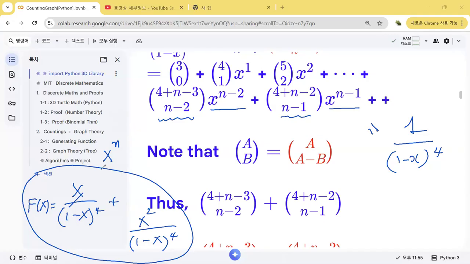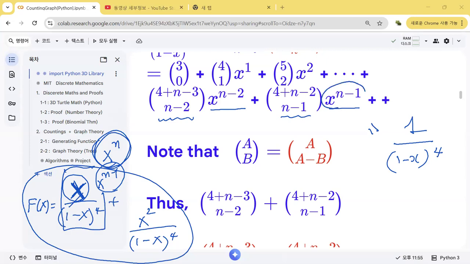But there is already an x in the numerator. So in this case, we need x to the n minus 1 from the other factor, because the product makes x to the n. So from this one, we need the coefficient of x to the n minus 1. This is applied to this value.